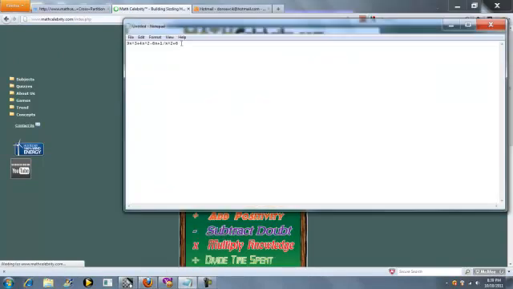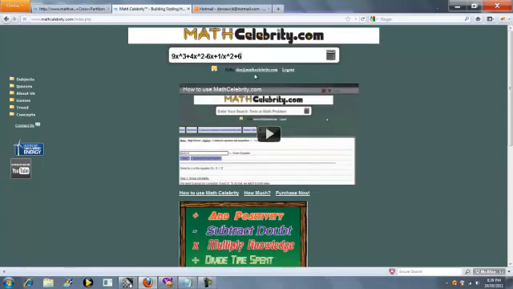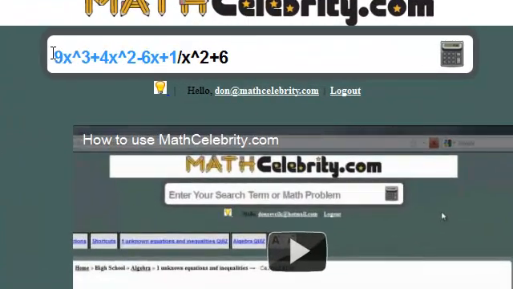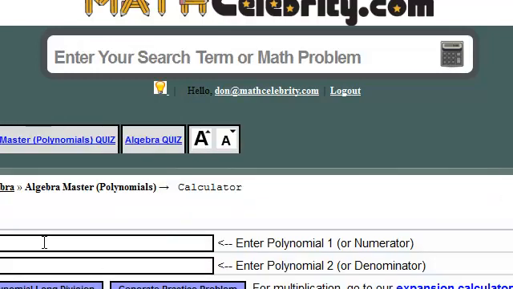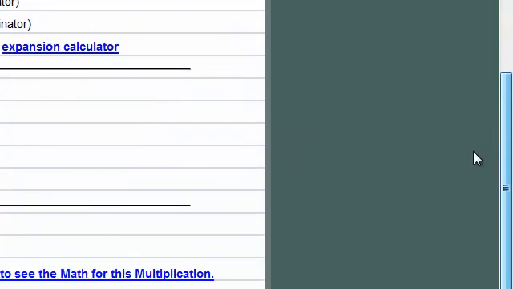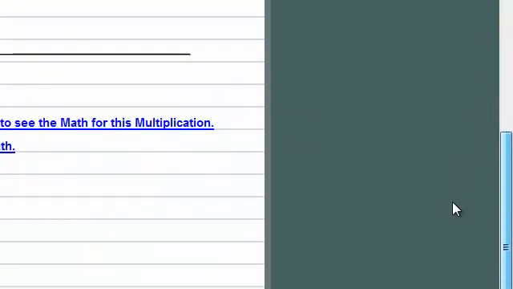Now, the other way to get to the polynomial long division calculator is to simply type your problem in. So I have a preloaded example here. We'll type this in. It's 9x cubed plus 4x squared minus 6x plus 1. This entire term is divided by x squared plus 6. Press the calculator, and we get back to the polynomial long division lesson. Again, if we scroll down, you can see that we break down each step, color-coded, until we get to our answer.